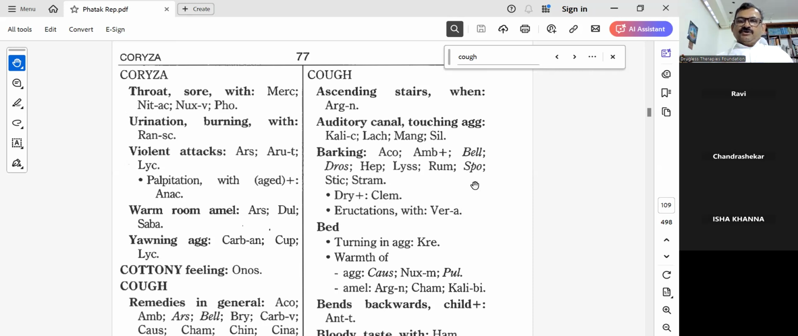Barking cough. It is also called a woofing cough. Boom, boom, boom, you will hear that sound. If possible, I'll find out. I have seen this long back. You can hear different remedies for cough, so if possible, we will see.